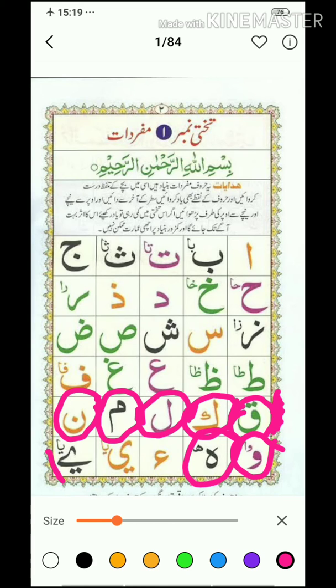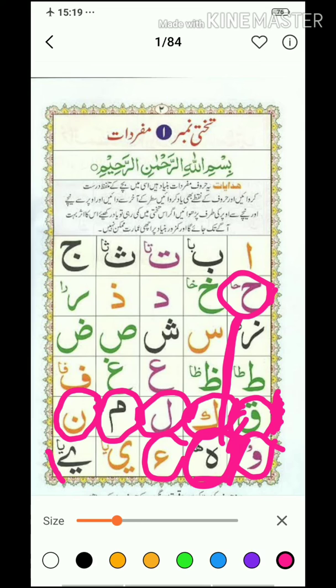The next letter is Ha. Most of the newcomers combine this Ha with the other one. I told you in the first part that whenever you see that letter, you have to make the sound from your throat. But whenever you see this one in the last line, you make a sound like Ha. So there is a difference between the two Has.